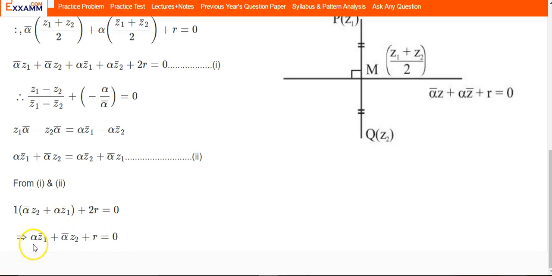But we know that if Z2 is the mirror image of Z1 with respect to the line alpha bar Z plus alpha Z bar plus R equal to 0, where R is a real number and alpha is a complex constant, then in that case alpha Z1 bar plus alpha bar Z2 plus R is equal to 0. We will do an example of this also.